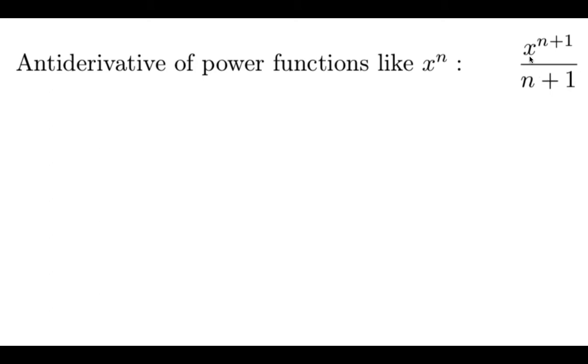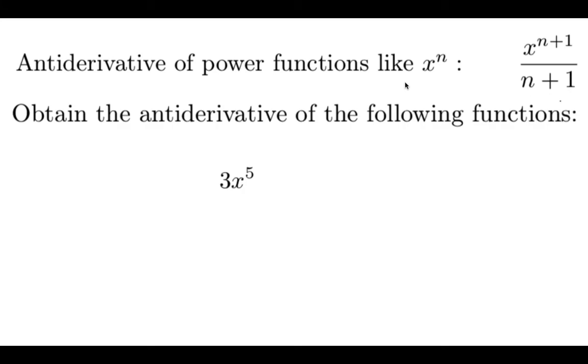Again, x raised to the old power plus 1 divided by the same number that you're putting as an exponent. Let's see how it works. Obtain the antiderivative of the following function, 3x to the 5.